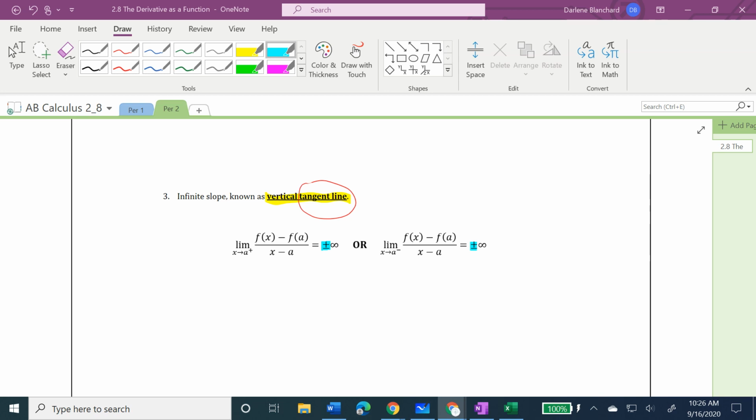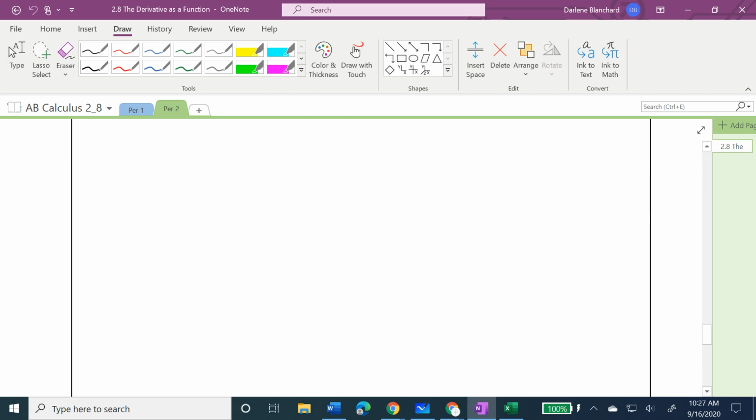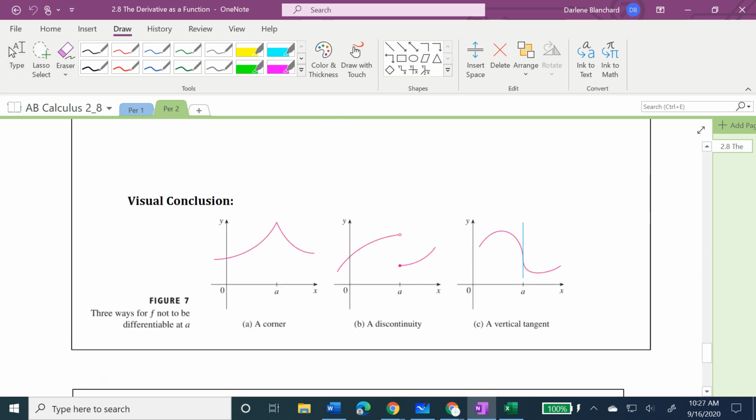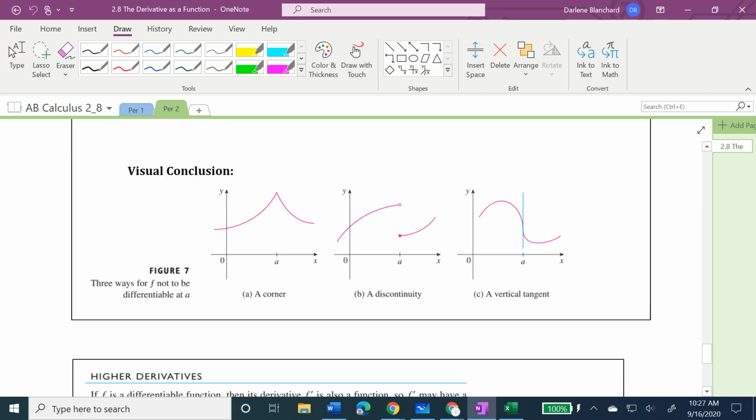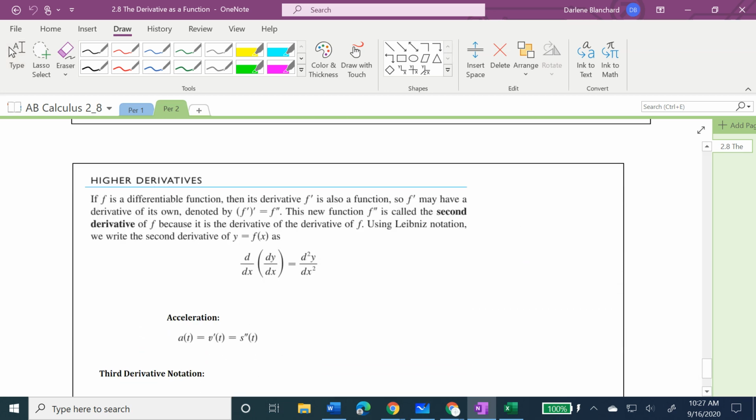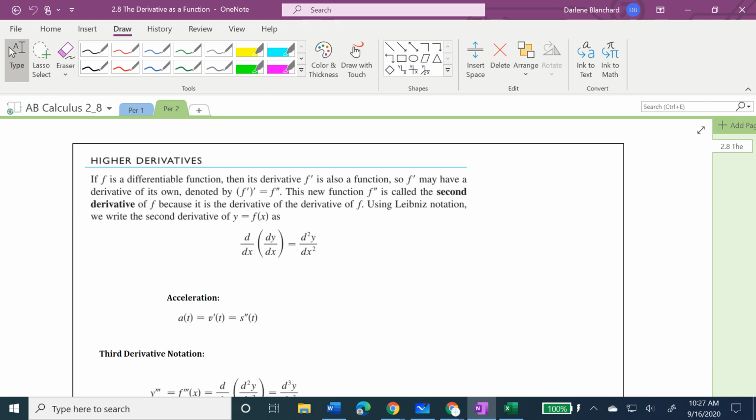All right. Then we've got a little bit more to go. Is it okay if I scroll? All right, scrolling along. Oh yeah, my visual conclusion. That's in your textbook, figure 7, if you want to look at it later. And then, if I remember correctly, this is the last of the notes today. Higher derivatives, the notation that goes with it.